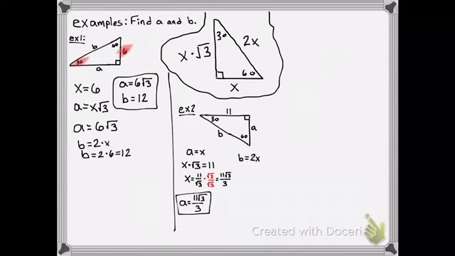Well, I know what x is. We just figured that out. X is 11 square root of 3 divided by 3, and so then b would be 2 times that, 11 square root of 3 over 3.